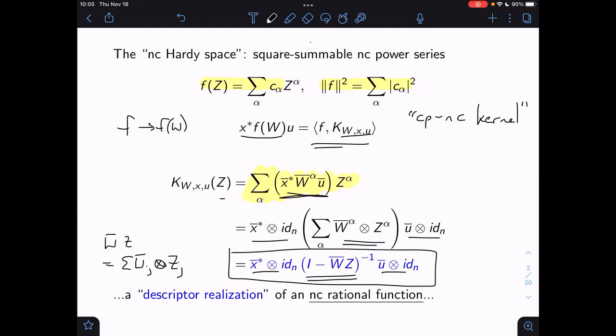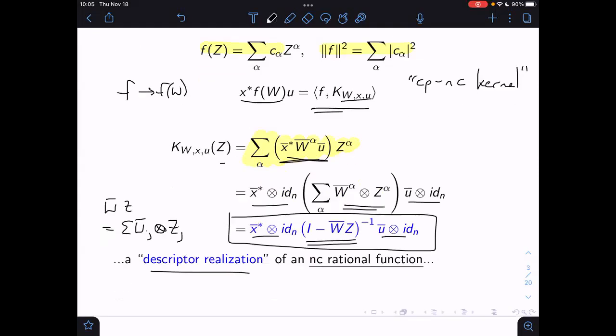And so this is a particular sort of representation of this function of Z, and it's called a descriptor realization, which comes from maybe the engineering literature. But this points to something I want to say very quickly about NC rational functions, because in the NC setting this is a rational function. The point I want to make is that these reproducing kernels are rational in the appropriate sense. So I just want to introduce a few pieces of terminology about rational functions before I move on.